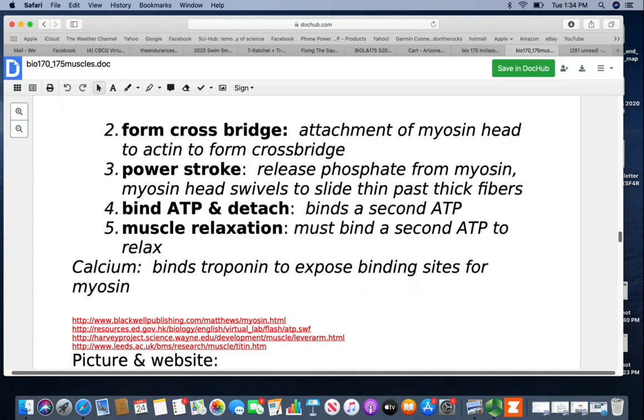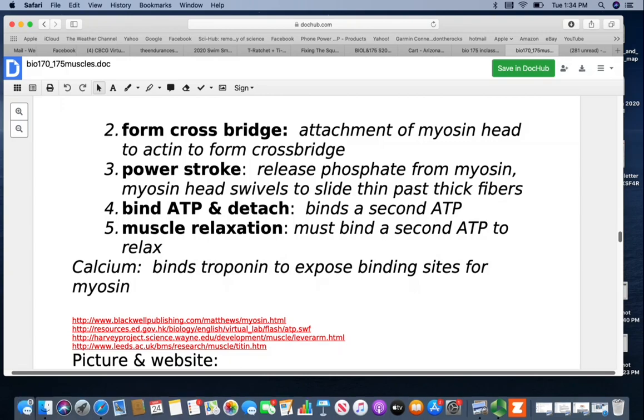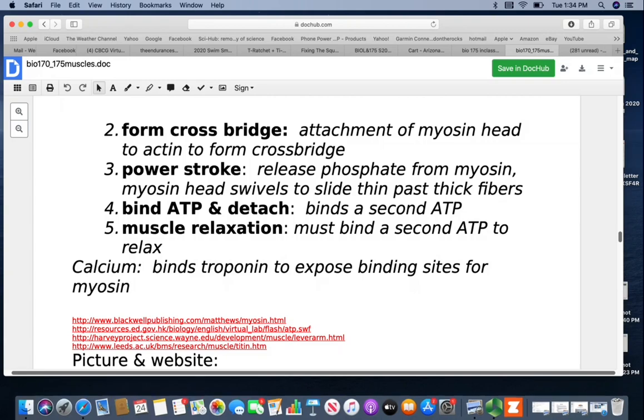In order for it to relax, it's going to have to bind a second ATP, and that will allow the muscle to relax. So it's all about the myosin changing shape when it's bound to ATP and when it lets go. That's what's going to do that power stroke and pulling for you. So what's allowed it to do this is when the calcium was released, it would bind the troponin and expose the myosin binding sites for this to happen.